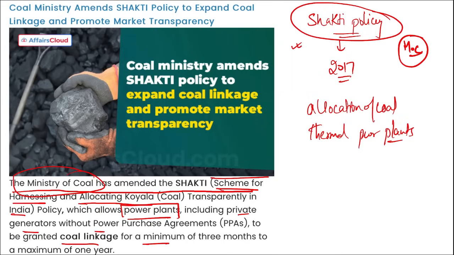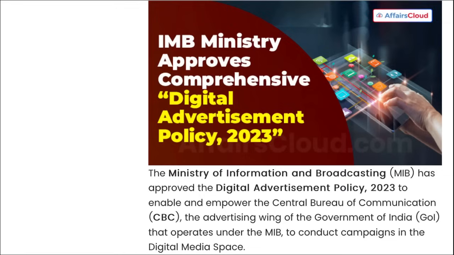Correct? So what is this Shakti policy? It is for the allocation of coal to thermal power plants, and it was launched in 2017 by the Ministry of Coal. Now in 2023 this policy has been amended, and this will allow power plants without PPAs, that is power purchase agreements, to be granted coal linkage. Correct? Who is our Union Minister of Coal? Prahlad Joshi.